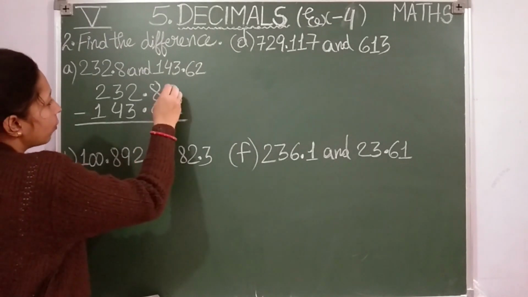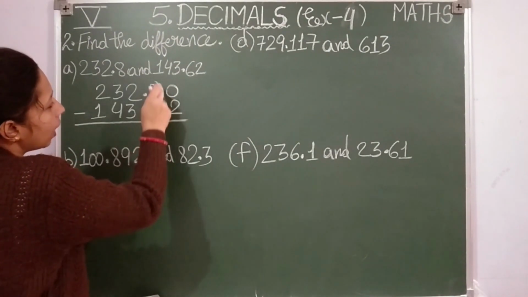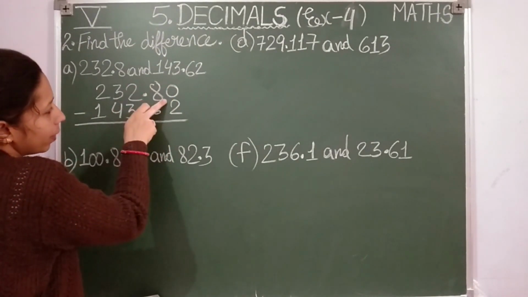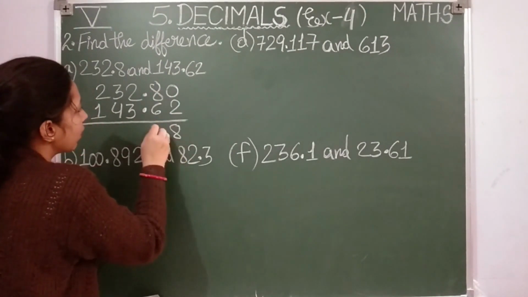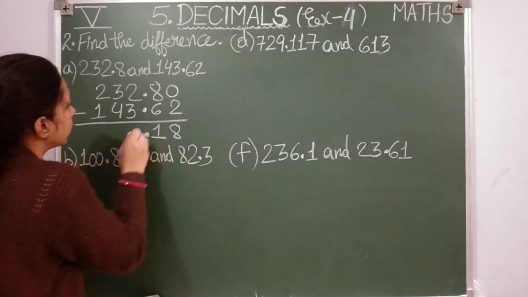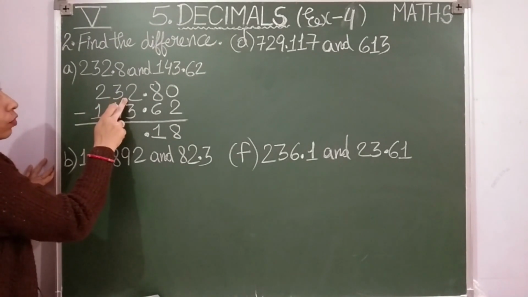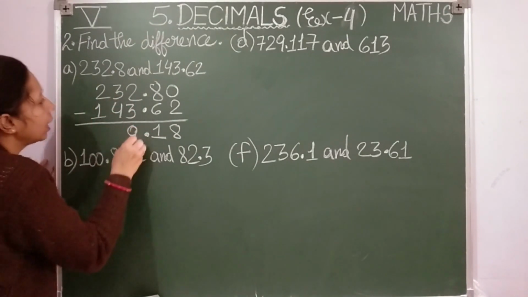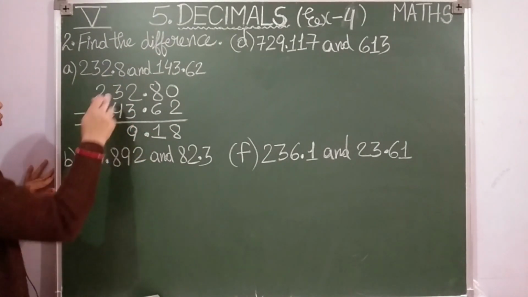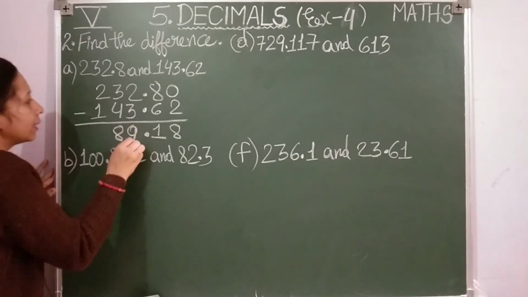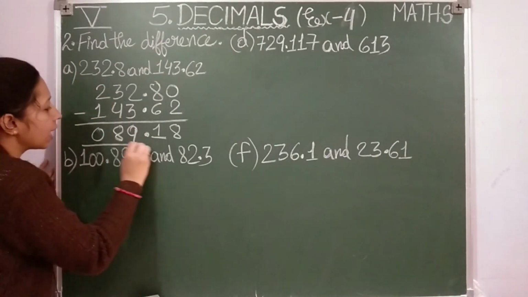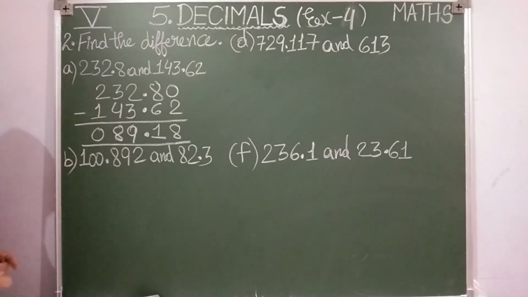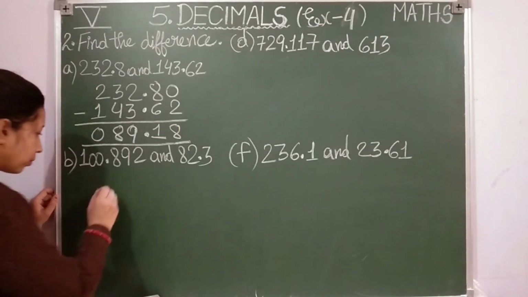Now simply you have to subtract, so we have to borrow 1 here. Now 8 will become 7, this will become 10. 10 minus 2, 8, 7 minus 6, 1 point. Then again borrow 1 from here, 12. 12 minus 3, 9. Here it will be 2. Again borrow 12 minus 4, 8. Then 1 minus 1, 0. So our final answer is, or the difference of these two numbers is 89.18. Okay, let us see the next one.